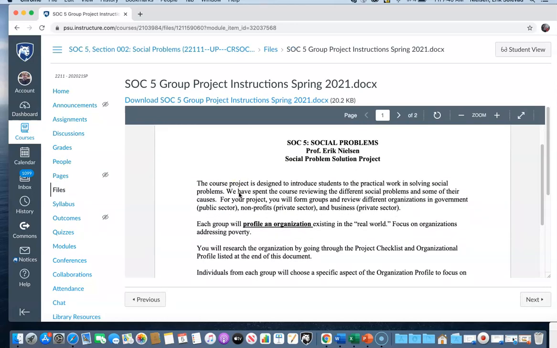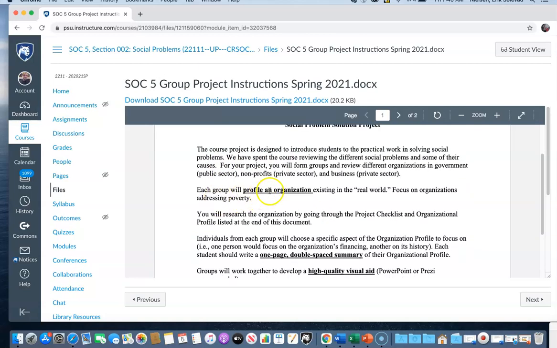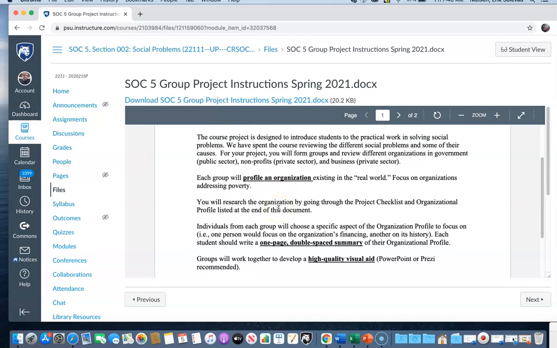So I'll go over the groups. You've been lumped into groups, and I'll go over that in a moment. But basically what you're doing is profiling an organization that's actually existing out there in the real world. So for the project, you're going to be focusing on organizations that try to address poverty. That'll be the same topic for every group. And essentially, you will be lumped into either a government organization, public sector, a nonprofit in the private sector, or a business, which is also in the private sector, but obviously for profit.